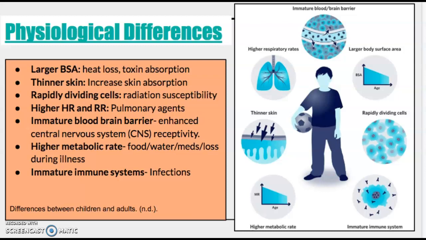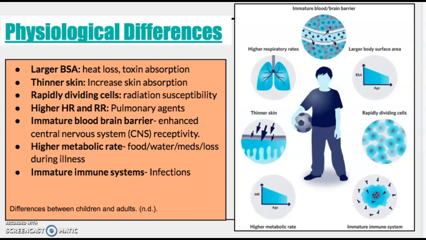Kids also have higher metabolic rates, so they metabolize food, water, and medications a lot faster than adults would. So contaminations in food or water, medications. They also are more prone to dehydration and loss of water during illnesses compared to adults. And lastly, they have immature immune systems, meaning they're more likely to get infections because they haven't developed the antibodies in their body to fight off infections as an adult would.